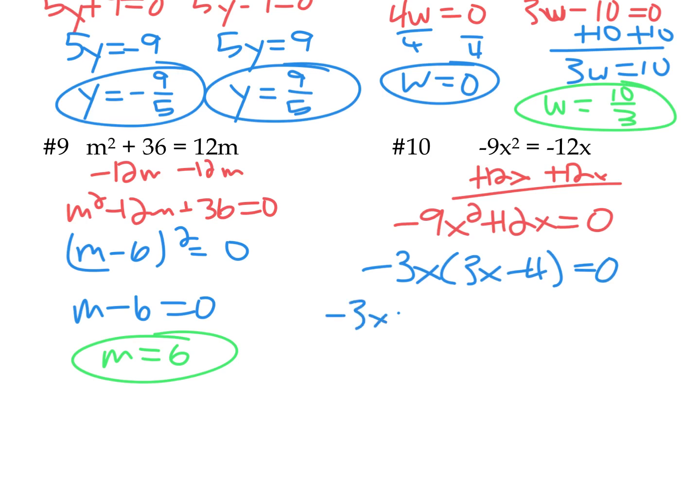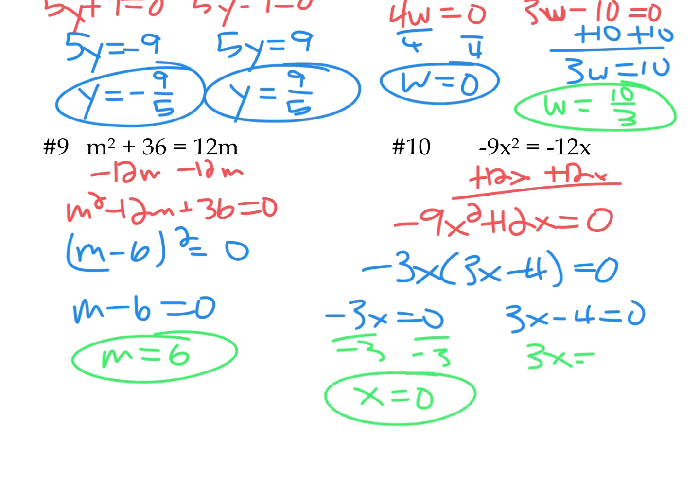I'm going to get negative 3x equals 0 and 3x minus 4 equals 0. And I can divide by negative 3 on both sides and get x equals 0. Then I can add 4 to both sides and then divide by 3 and get x equals 4 over 3. So 4 over 3 and 0 would be my solutions for number 10. Again, get the equation set equal to 0, look for ways you can factor, and then take each factor set equal to 0 as its own separate equation to solve and get your solutions for the whole equation.